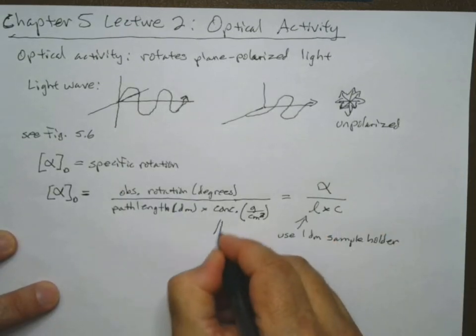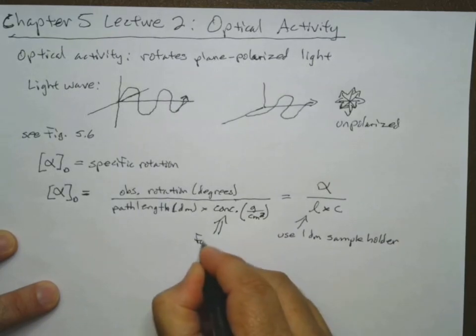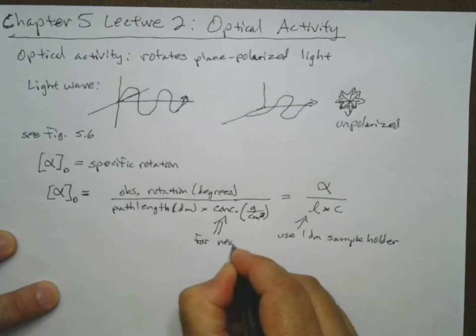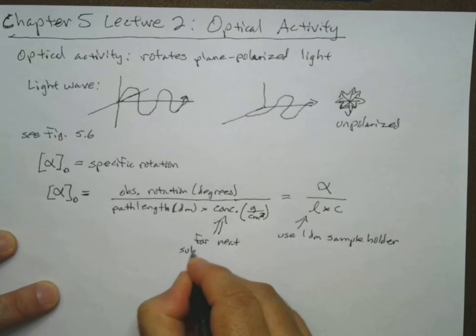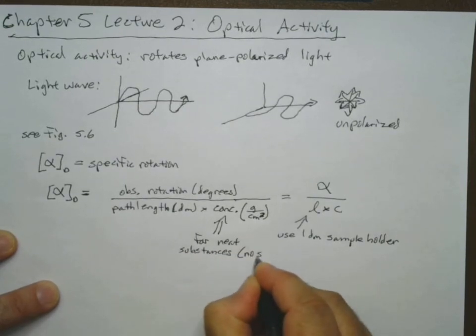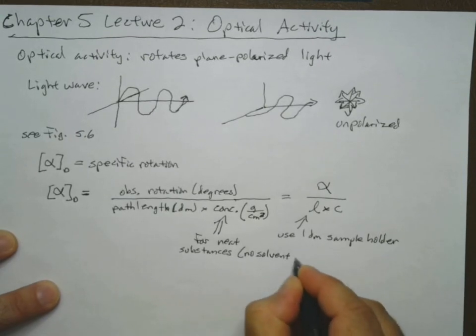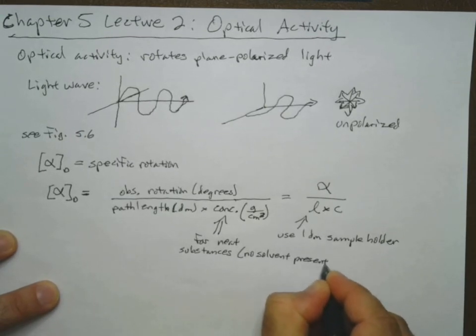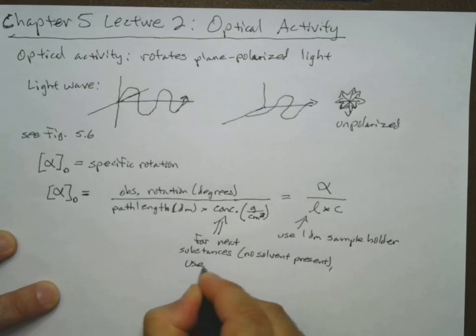So let's see here. For neat substances, so no solvent present, use density.